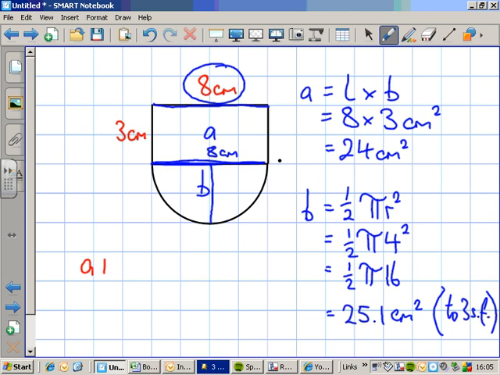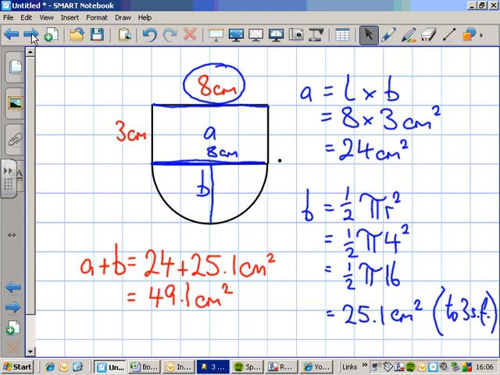So let's add those two together to get the total area of my compound shape. A had an area of 24 centimetres squared. B, 25.1 centimetres squared. Add them together gives us 49.1 centimetres squared. And there we go. Haven't we done well?